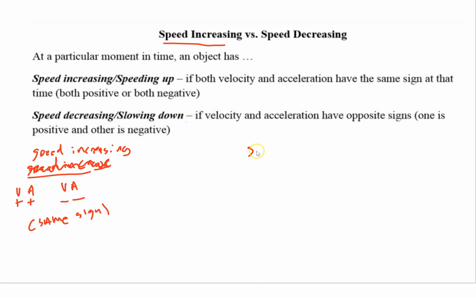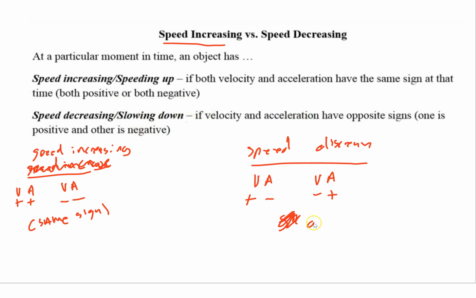Likewise, if you want speed to slow down, speed decreasing, they have to be working against each other. Velocity wants to go right, acceleration wants to go left, or vice versa. This is when speed slows down. It's like putting on the brakes. You're going forward, like 13 miles per hour, hit the brakes, and they pull you in the opposite direction, so you slow down. So opposite signs is decreasing. Same signs is increasing.